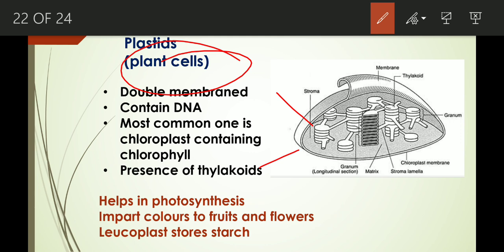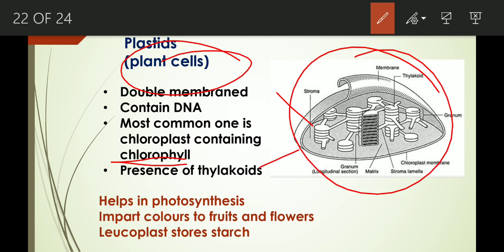There are various types of plastids present. The most common one is the chloroplast, okay, that contains chlorophyll, which we find in green plants. So the most common plastid is chloroplast, and chloroplast contains the green pigment chlorophyll. We all know that the green plants contain a pigment called chlorophyll. So that chlorophyll is present inside the chloroplast. This is the structure of chloroplast. It is the most common plastid.